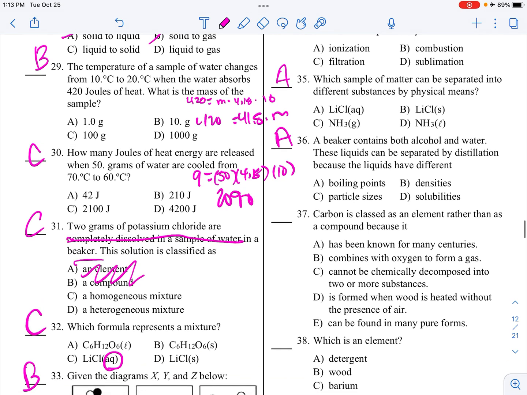37. Carbon is classed as an element rather than a compound because it has been known for many centuries. No. Combines with oxygen to form a gas. So. Cannot be chemically decomposed. Yes, that's true. Is formed? No. So.